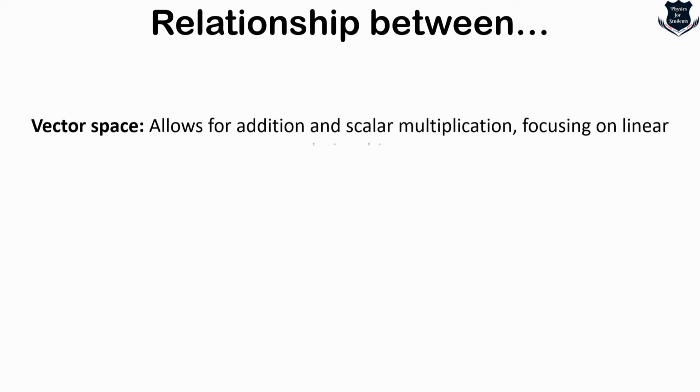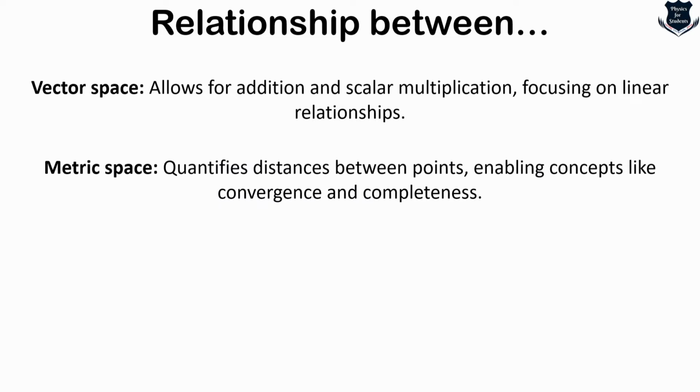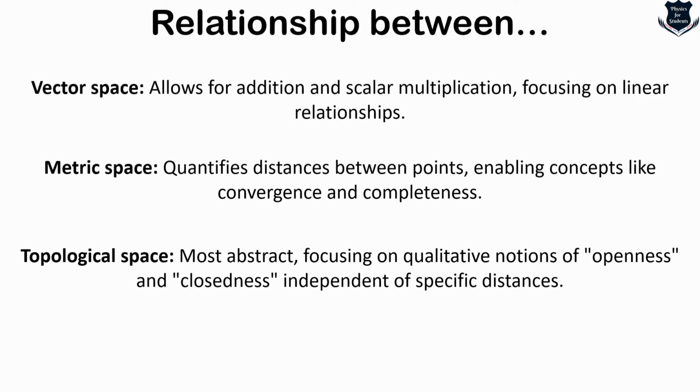Also what we get from here is that a vector space allows for addition and multiplication and focuses on basically linear relationships, whereas a metric space quantifies distance between points, enabling concepts like convergence and completeness, and a topological space is much more abstract and focuses on a qualitative notion of openness and closeness, independent of specific distances.